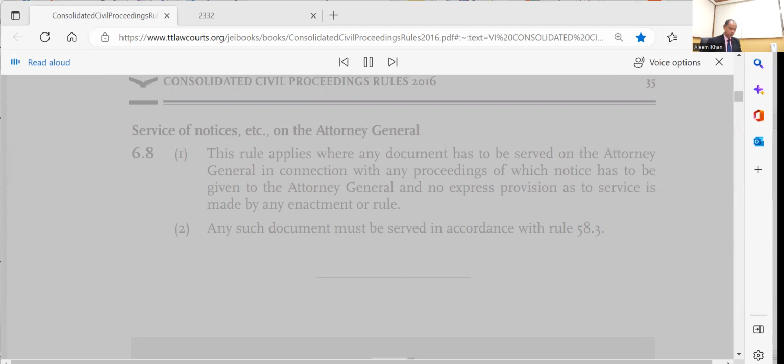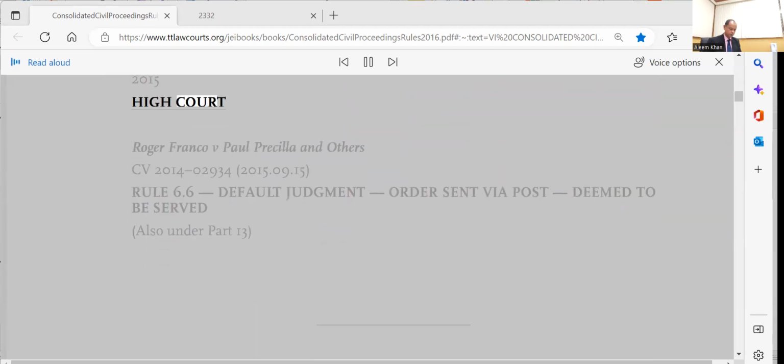Cases. 2015 High Court. Roger Franco v. Paul Priscilla and others, CV 2014-02934, September 15, 2015. Rule 6.6, Default Judgment, Order sent via post, deemed to be served, also under Part 13.